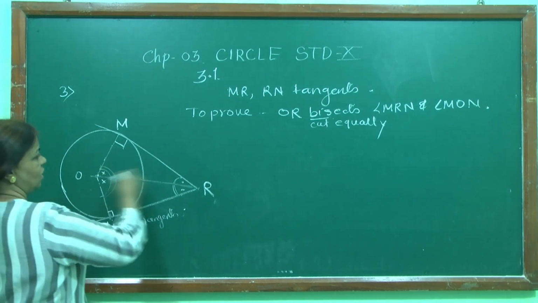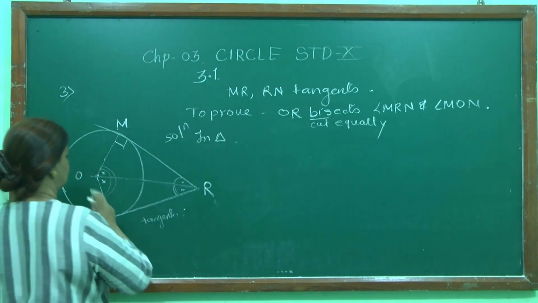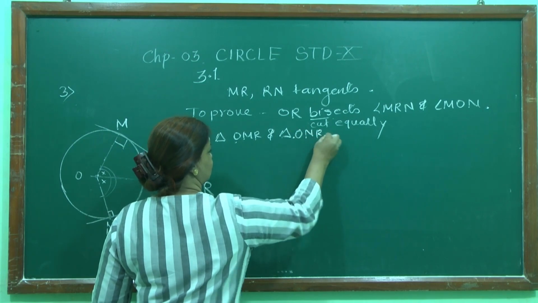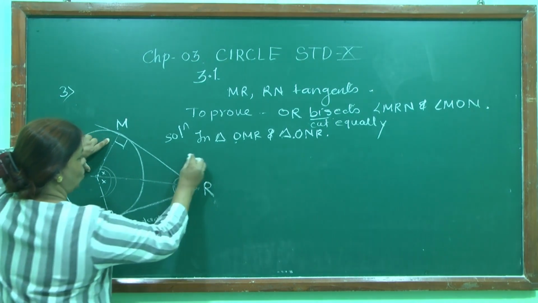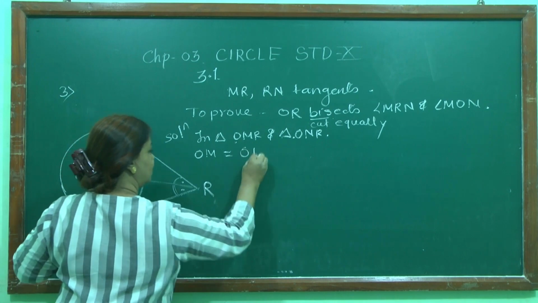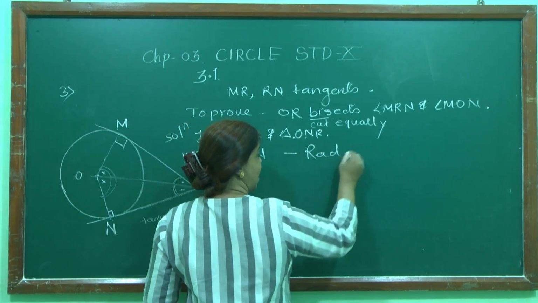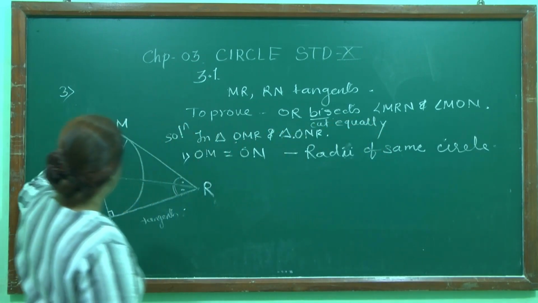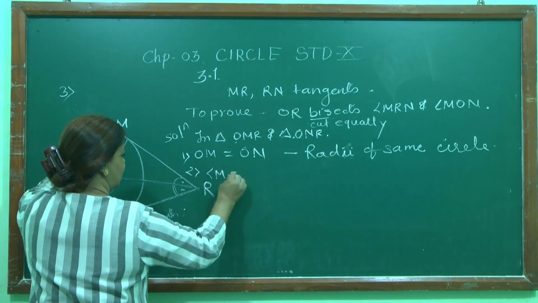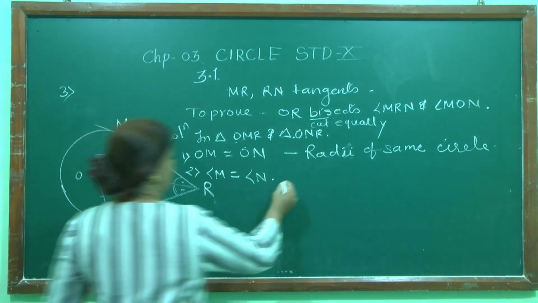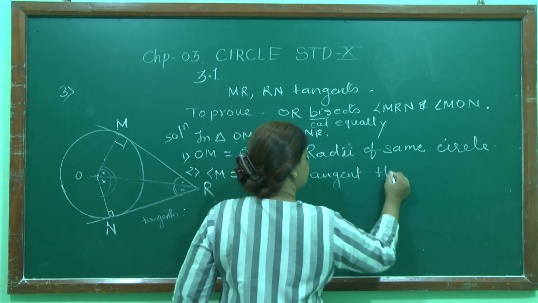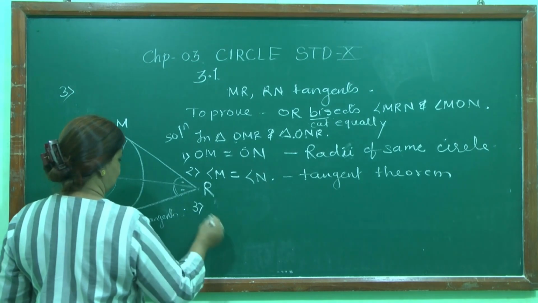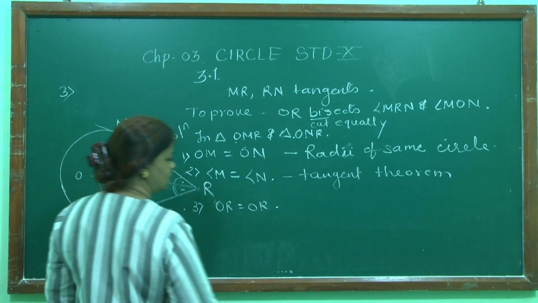In the previous sum also we have done. So solution. In triangle OMR and triangle ONR, OM is equal to ON. Yes, children? Correct. Radii of same circle. Now the second point. Angle M is equal to angle N. Tangent theorem. Because MR and RN are tangent at point M and N. Now I can say OR is equal to OR. Common.